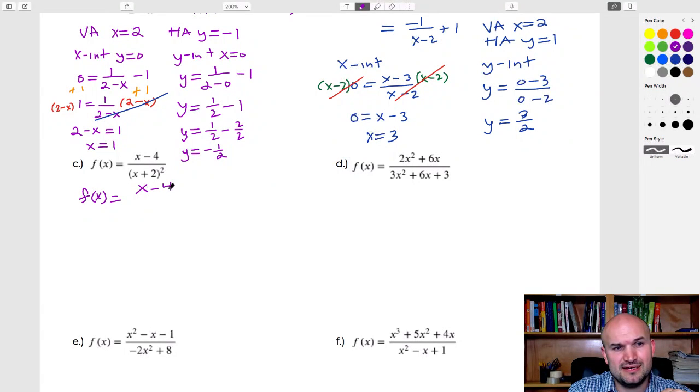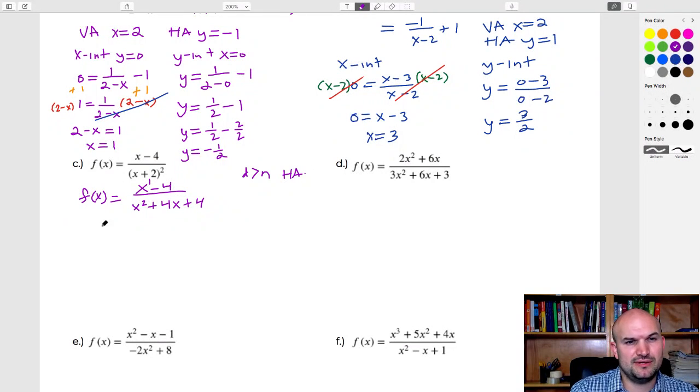But as I expand x plus 2 squared, that's x plus 2 times x plus 2, which is x squared plus 4x plus 4. What I notice is that the degree in the denominator is larger than the degree in the numerator. And if you remember, when the degree in the denominator is larger than the degree in the numerator, the horizontal asymptote is at y equals 0. So I'll write horizontal asymptote, y is equal to 0.